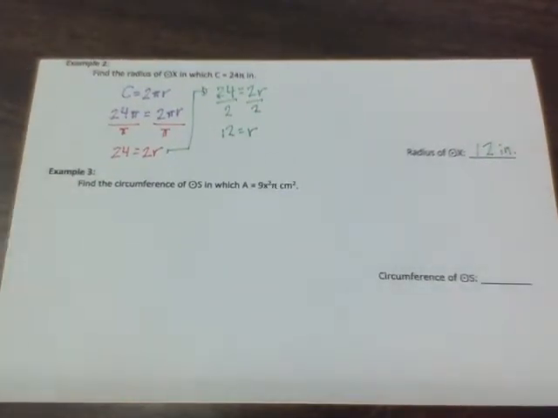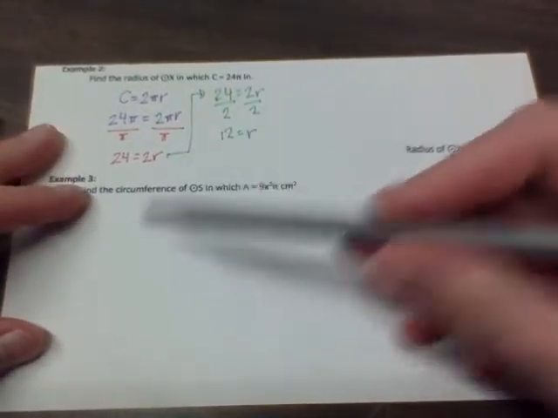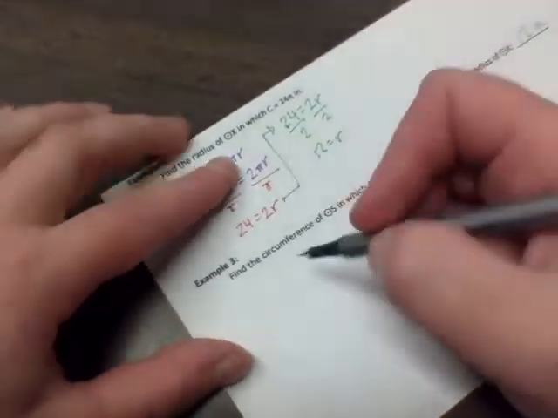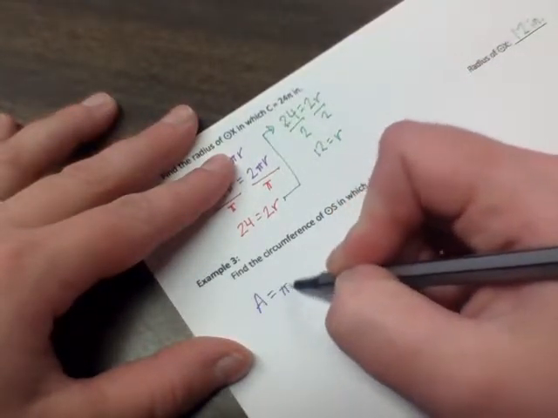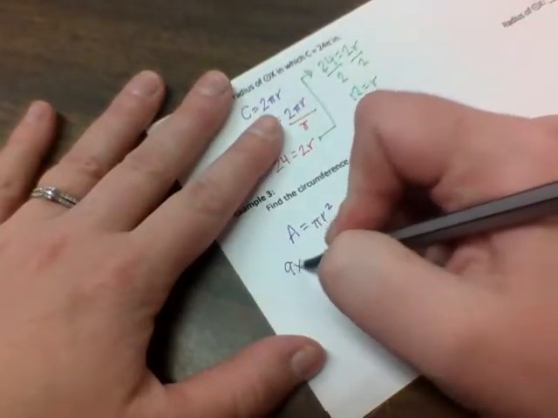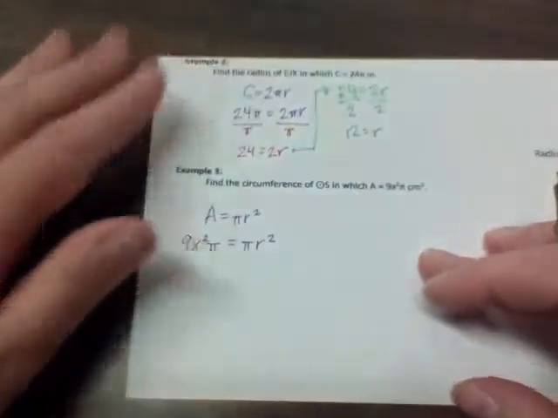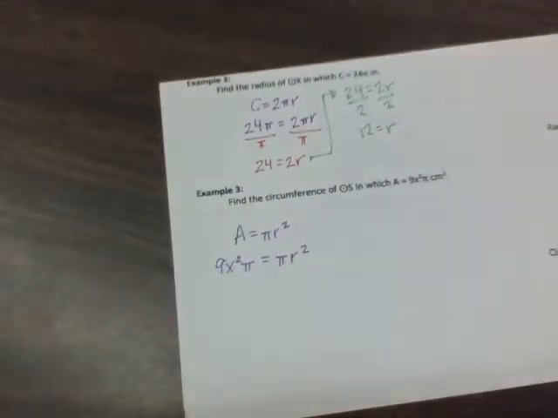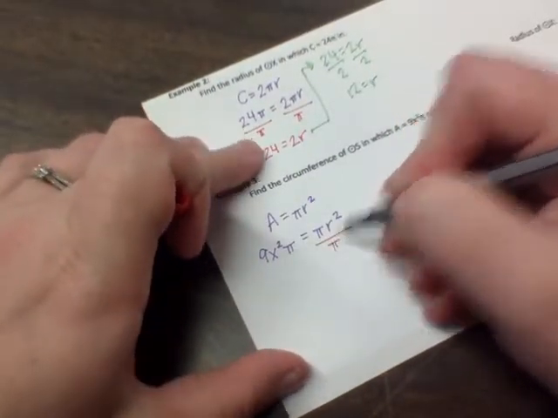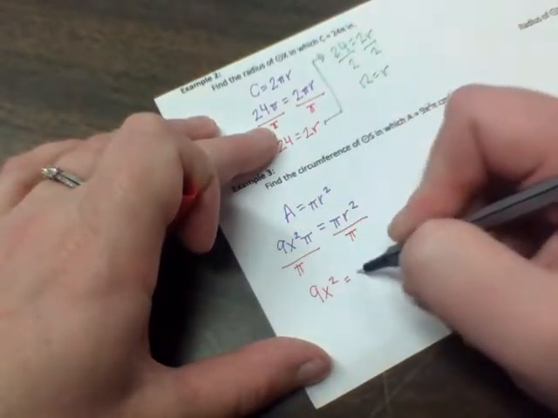The next one here is example 3, and we're finding the circumference of a circle in which the area is given. So we're going to have to work backwards from area to get radius, and then plug that radius into circumference. So our area at first comes from pi r squared, but they're telling us that the area is 9x squared pi. So again, we are trying to find r squared, so let's go ahead and divide everything by pi, because that makes everything a little bit easier to look at without decimals and things like that.